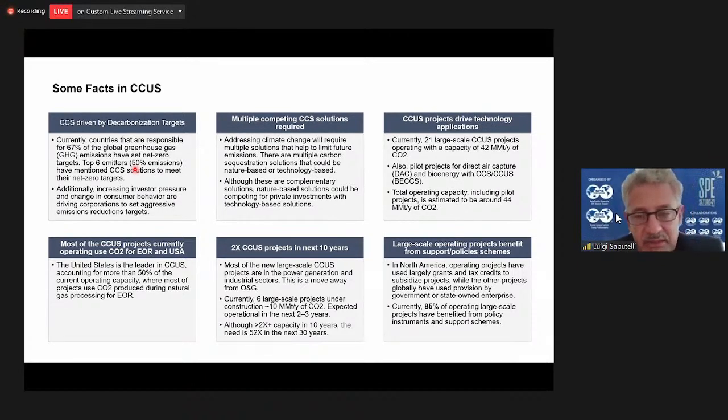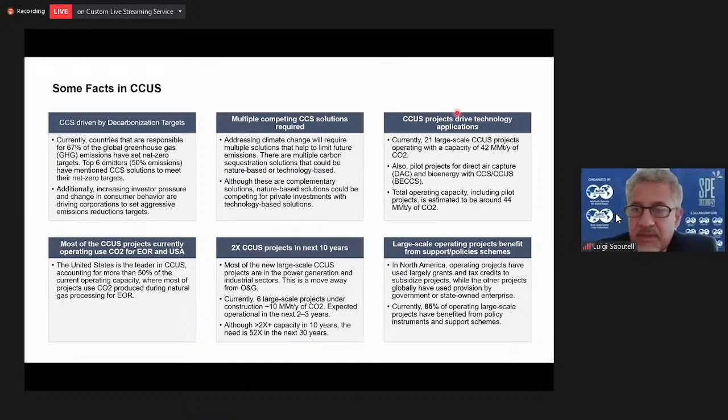Not only the IOCs, but also the NOCs are pledging to have this. Now, this comes not only because of the Paris Agreement, but also because investor pressure and changing consumer behavior are driving their corporations to set these aggressive targets. The technology is not going to be only one. We're going to need multiple technologies addressing carbon capture and sequestration, either technology-based or nature-based elements.